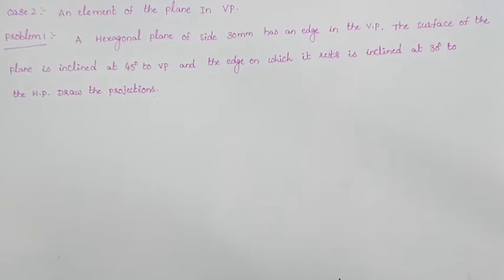Here also we can draw the projections in 3 stages. When an element of the plane is in the VP, in the simple stage we assume the plane surface parallel to the VP, and we draw the first front view as the true shape and true size, and the first top view as a straight line.